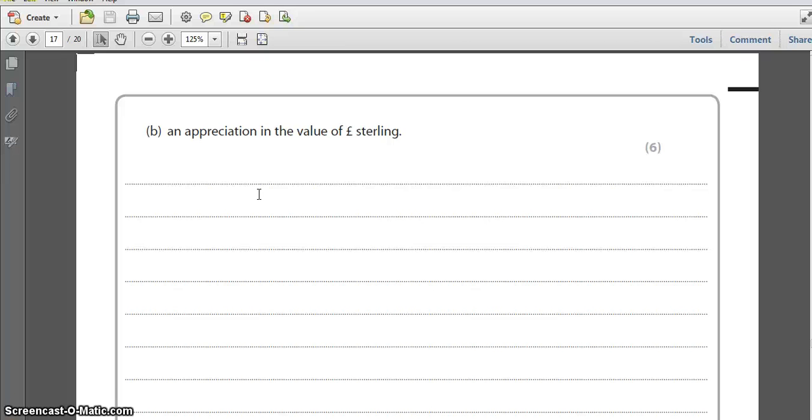So that would lead you to the end. That's the end of the paper. And hopefully by this point you would have a couple of minutes left to either check over your answer or go back and finish off the multiple choice section.